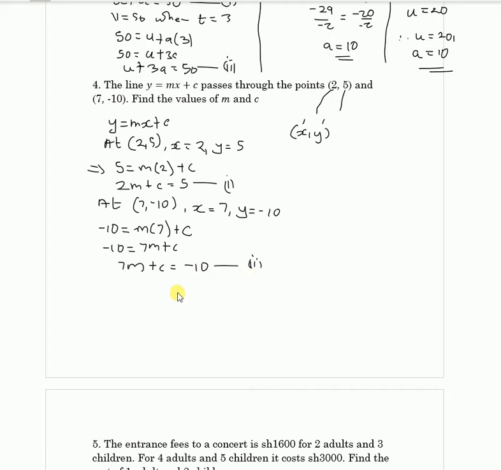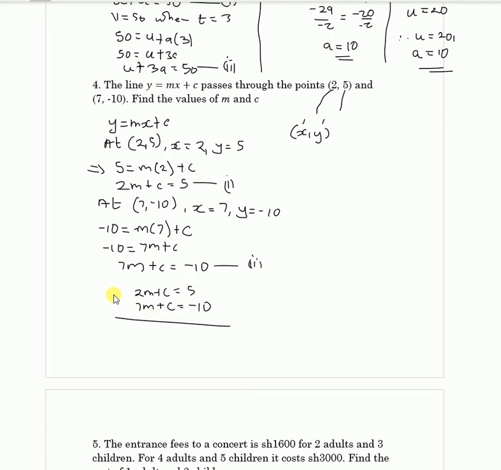Now let me put the two equations together so that you can follow me clearly. This is 2m plus c equal to 5. Then 7m plus c equal to negative 10. Around here I have c and c. They have the same coefficient.